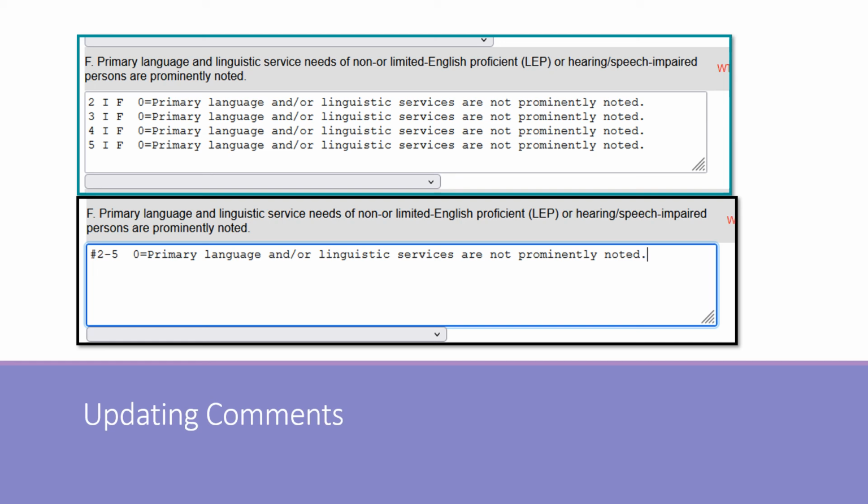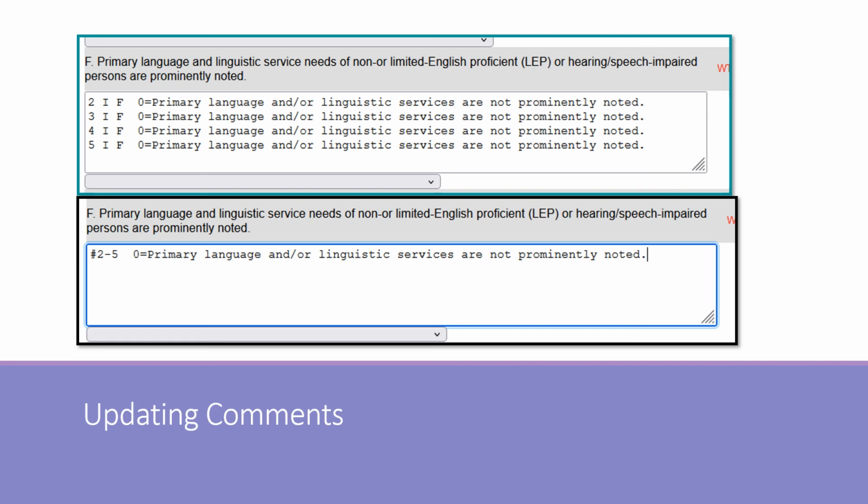Commenting in the medical record tool may require some editing, so the information is clear and concise. In this example, records 2 through 5 all had either no primary language and/or no linguistic services noted in the chart. At the record level, for record number 2, question F was answered no, and a comment was selected from the drop-down. Repeat this same scenario for records 3, 4, and 5.